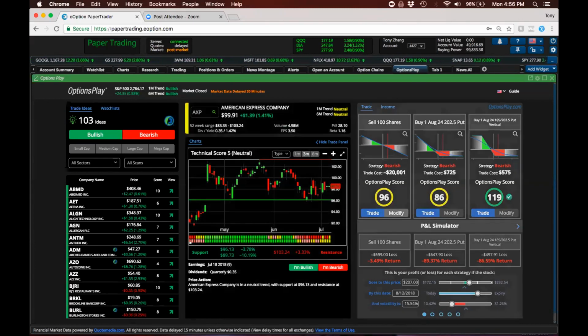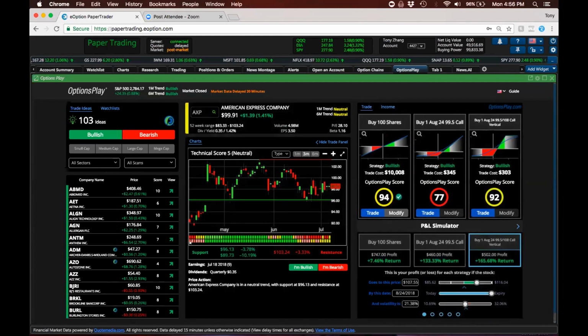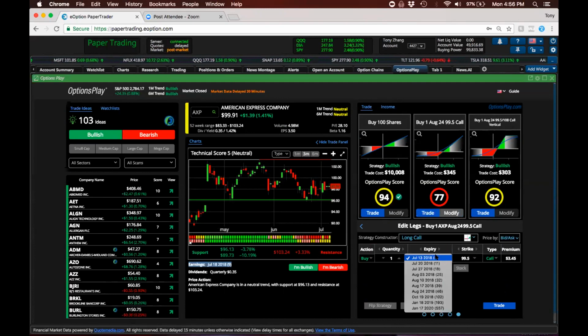American Express reports earnings very soon, in about 9 days. So for here, like I said, I usually like to trade earnings that are about 2 to 3 weeks beyond earnings. So if I'm looking at American Express, which reports earnings in just 9 days, I may not want to look at that August call or put. Maybe I might want to look at a slightly shorter dated one. So maybe I might look at a July 27th or an August 3rd. So you can click on modify for any of these strategies and change the expiration date.